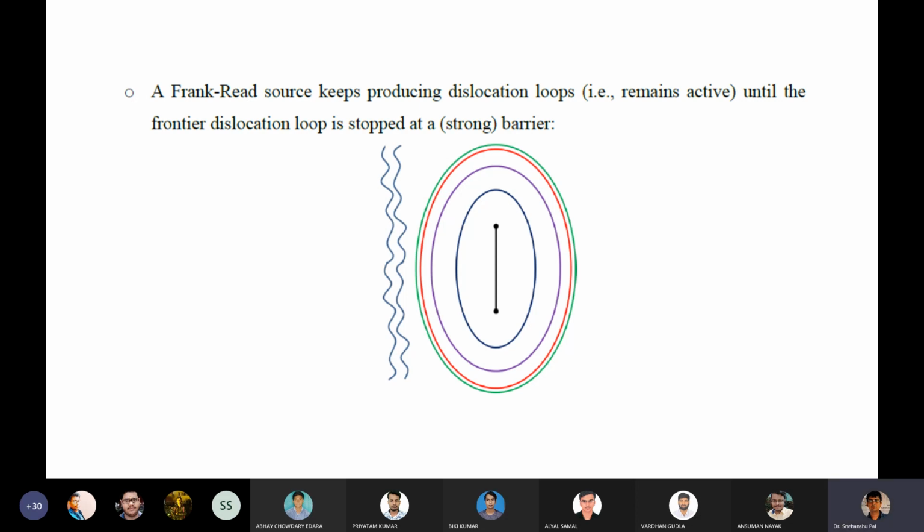So if you see in the picture, dislocations are produced from the Frank-Read source. We can say that a Frank-Read source keeps producing dislocation loops until the frontier dislocation loop is stopped at a particular barrier, a strong barrier. Now let's see what this means.